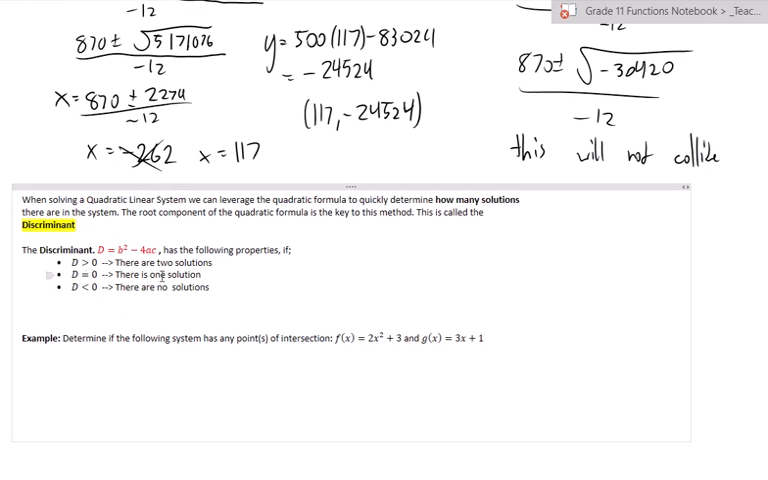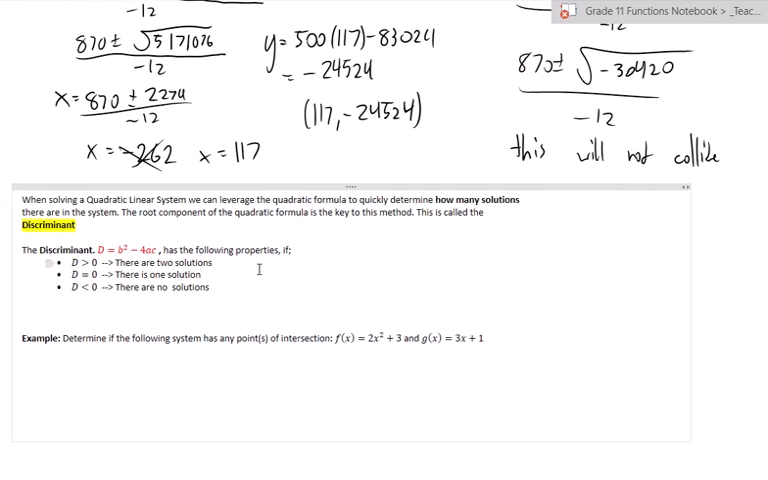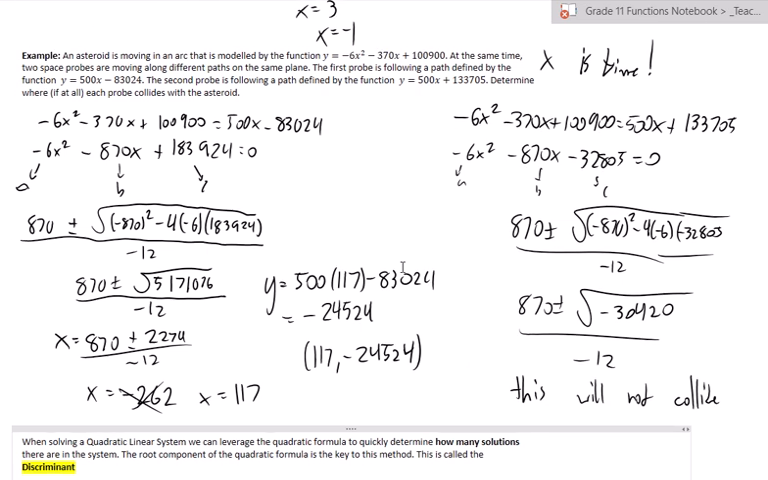If D is greater than 0, there are going to be two solutions, as we saw here with a positive number. If there's one solution, then that means D is equal to 0, because you square root 0, you get 0, and when you plus and minus 0, it's the same number. One solution in that case. And if D, the discriminant, is less than 0, there are no solutions, as we saw in this case here.